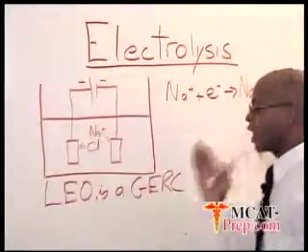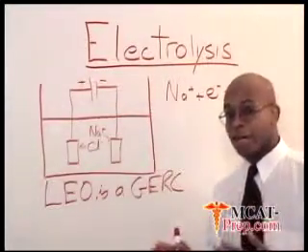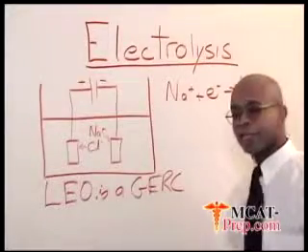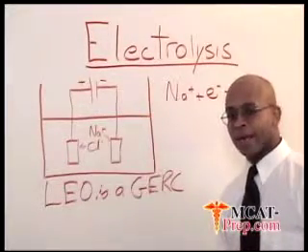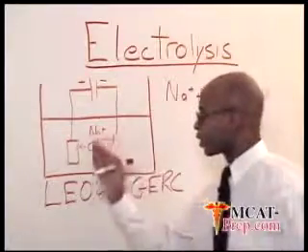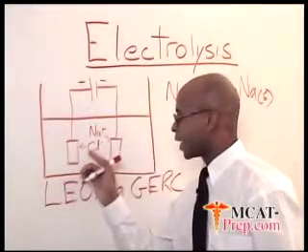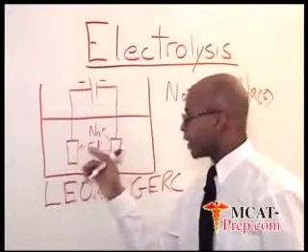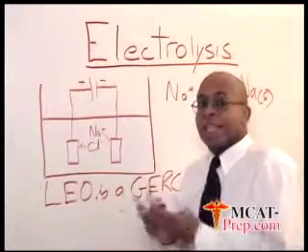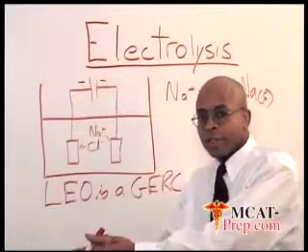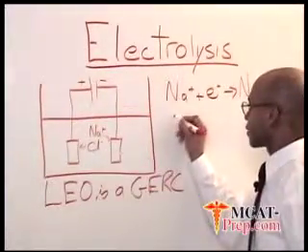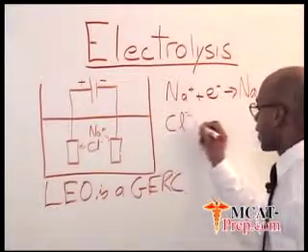So this half reaction, it's called a half reaction because it's only part of the reaction that is occurring. This half reaction is at the cathode. Let's look at the other side. Cl- is being attracted to the positive electrode. When Cl- goes to the positive electrode, it gives up its electron. All this based on opposites attract. So Cl- goes to the other electrode.